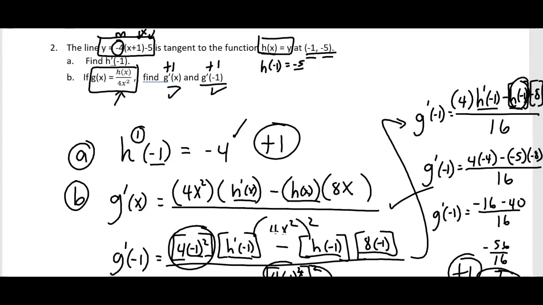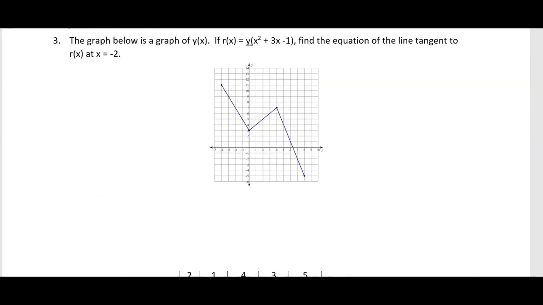Let's go ahead and move on to FRQ 3. All right, so the graph below is a graph of y of x. If r of x is equal to this, let me label this graph here as y of x. If r of x is equal to this, then find the equation of the line tangent to r at x equals negative 2. So to find the equation of a tangent line, we need a couple things. We need an x value, we need a y value, and we need an m.